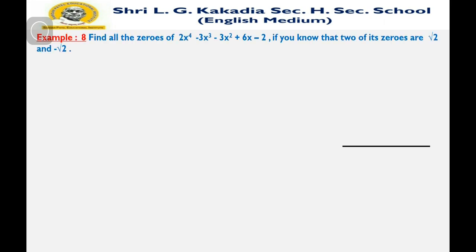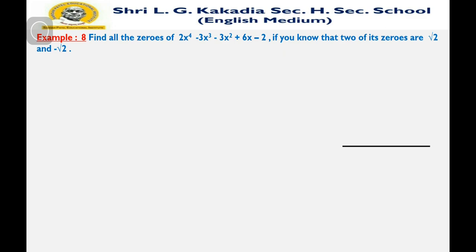Now about example number 8. Find all the zeros of 2x raised to 4 minus 3x cube minus 3x square plus 6x minus 2, if you know that two of its zeros are root 2 and minus root 2. Here we want to find the zeros of given polynomial and also given two zeros of this polynomial, root 2 and minus root 2.